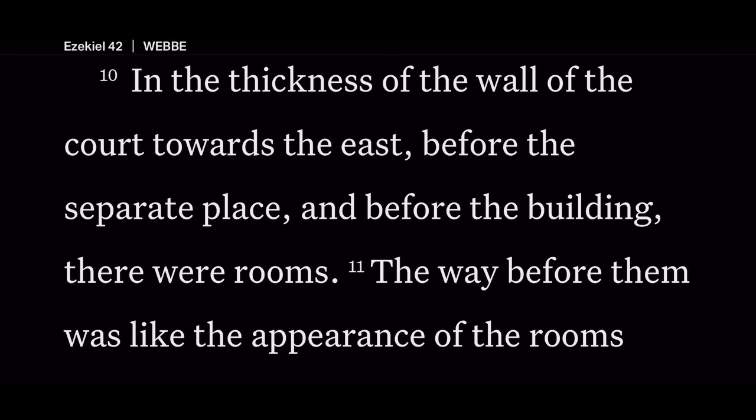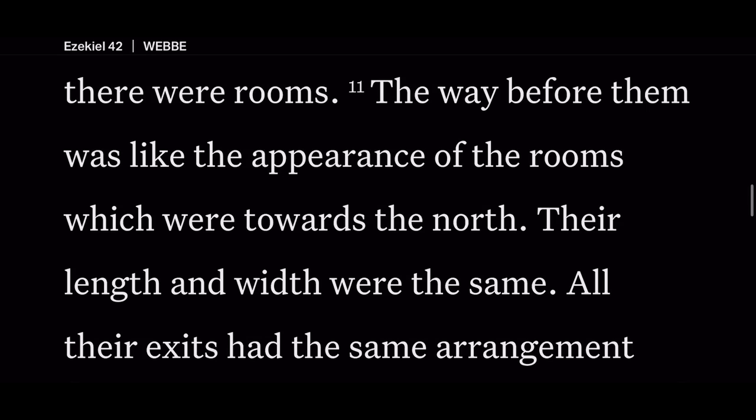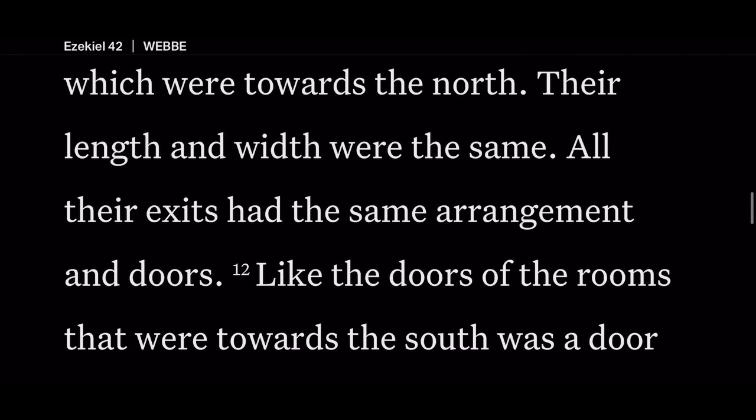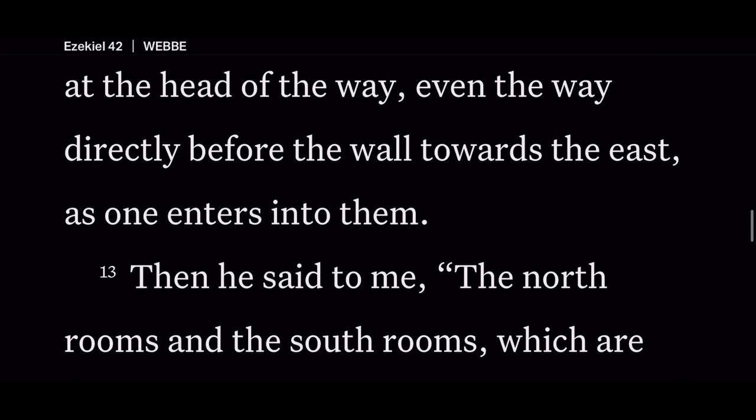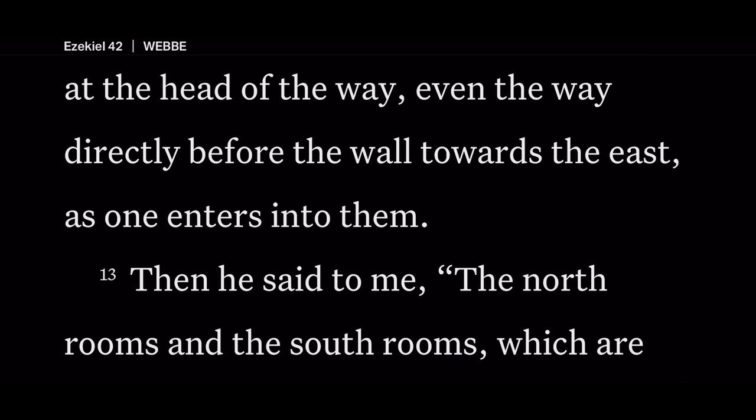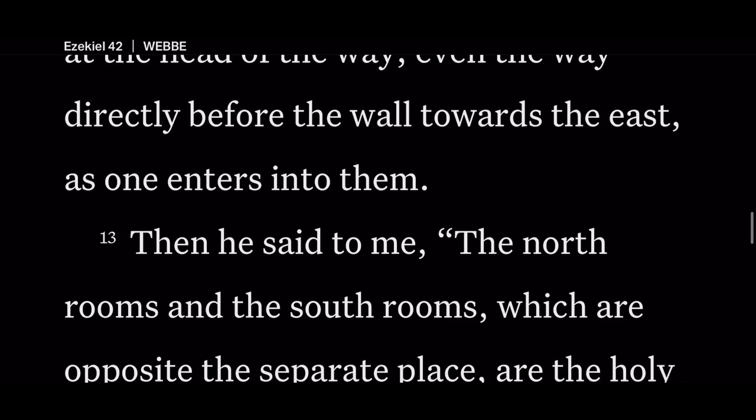In the thickness of the wall of the court toward the east, before the separate place, and before the building, there were rooms. The way before them was like the appearance of the rooms which were toward the north. Their length and width were the same. All their exits had the same arrangement and doors. Like the doors of the rooms that were toward the south was a door at the head of the way, even the way directly before the wall toward the east, as one enters into them.